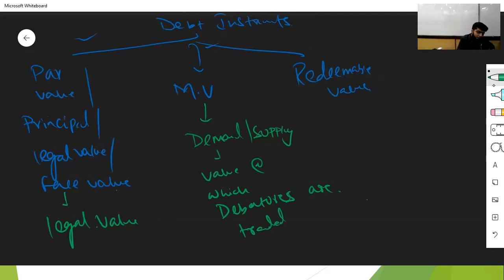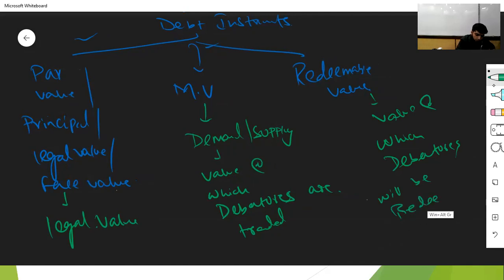Now, what is the redeemable value? The value at which debentures will be redeemed to investors.